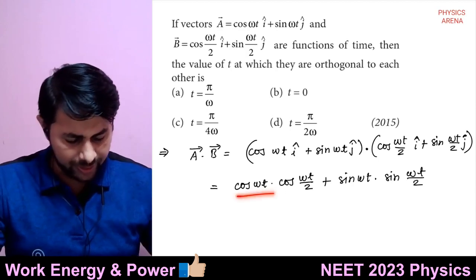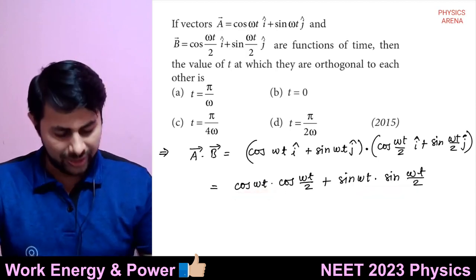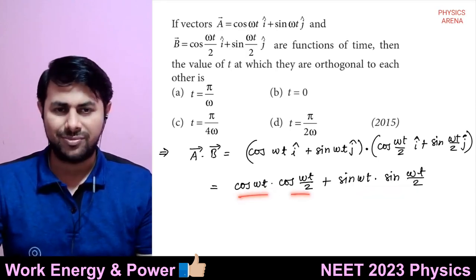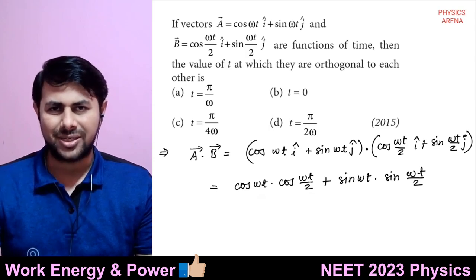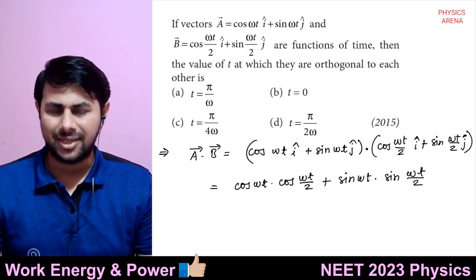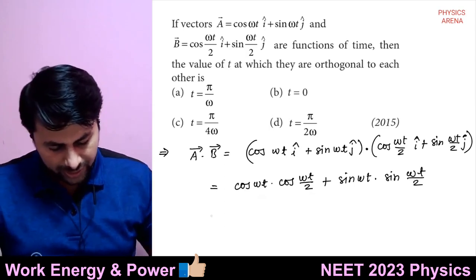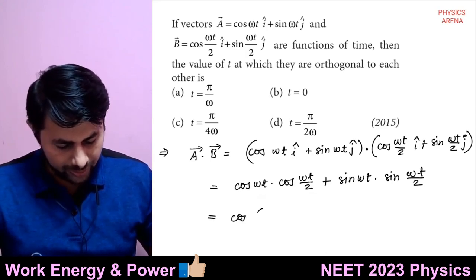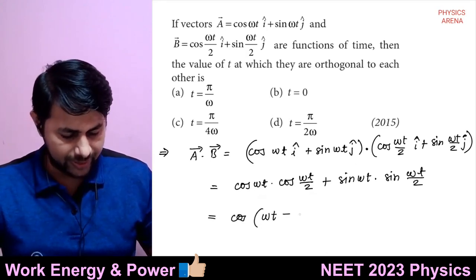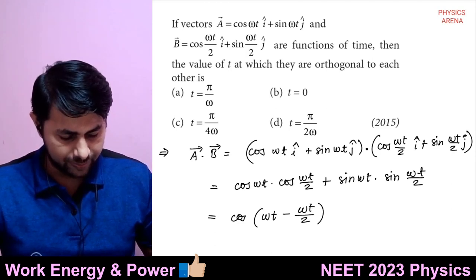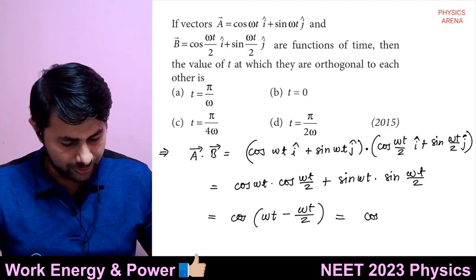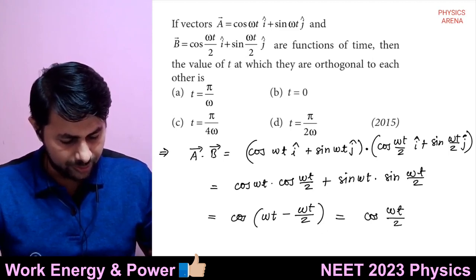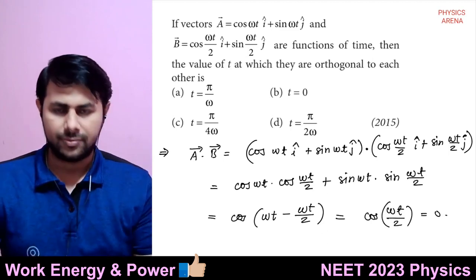So tell me, where does this expansion come from? What is the formula? Cos of a minus b. Okay, it is cos a cos b plus sin a sin b. Very good. So this is cos of omega t minus omega t by 2. That is cos of omega t by 2. This is cos of omega t by 2 and this is equal to 0.